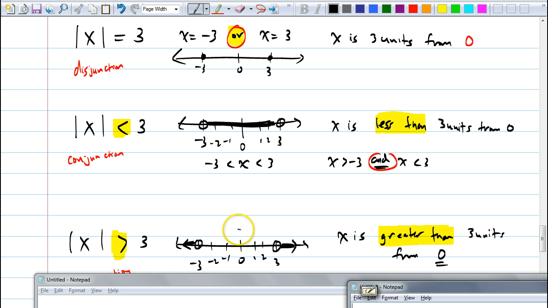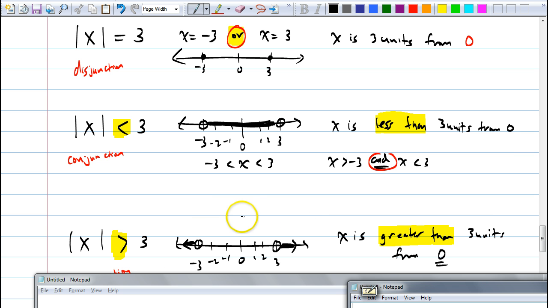No. What about 3.1? Yes. What about 3.2? Yes. What about 4? Yes. And 5 and everything on the right side? What about -3? Would that be our solution? No, that's not greater than 3 units from 0. It's exactly 3. What about -3.1? Yes. What about -3.2? Yes. What about -4? Yes. -5, -1,000,000. Does that make sense?